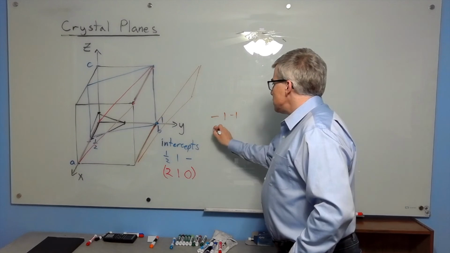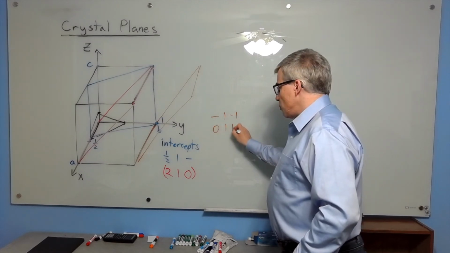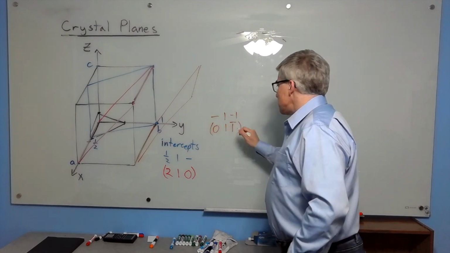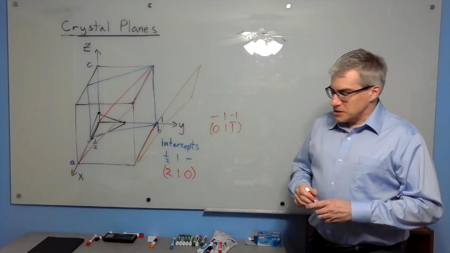Invert those, 0, 1, and -1. And the -1 you make overbar, and we put it in parentheses. And there are the Miller indices for that plane.